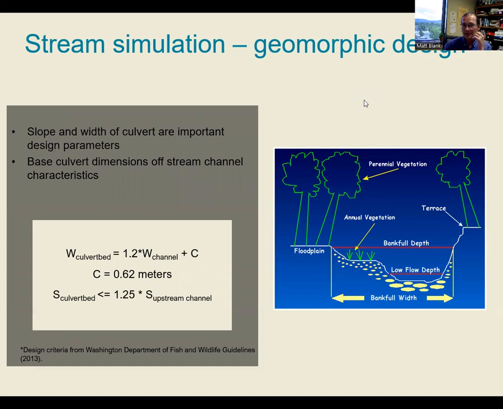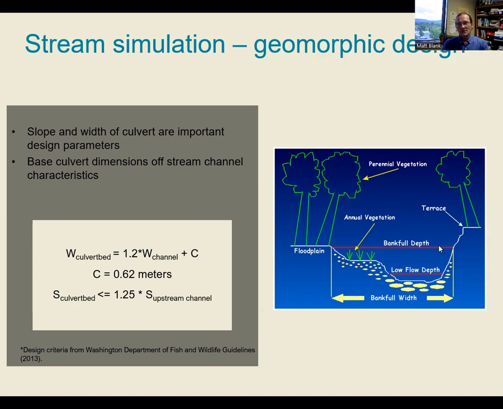So some real basic concepts or steps in this process. You're basically measuring key parameters in the river, and you're basing your design off of those parameters. One of the most important ones is what this diagram shows to the right, which is the bank full width. In this case, it's basically this width right here.